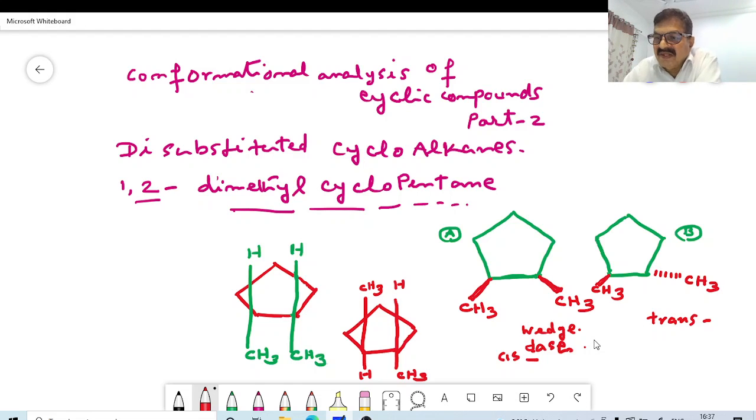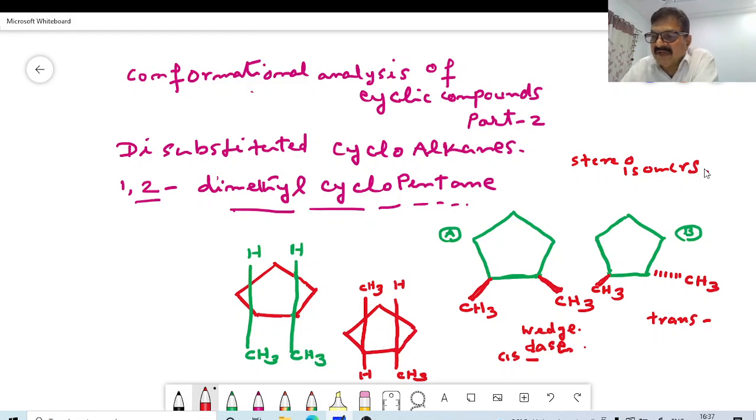Now these two compounds, the cis and trans, are different compounds. They cannot be interconverted. A and B are isomers because they are different compounds with the same molecular formula, but they represent a major class of isomers called stereoisomers. We will be studying this in detail in another class. Stereoisomers.